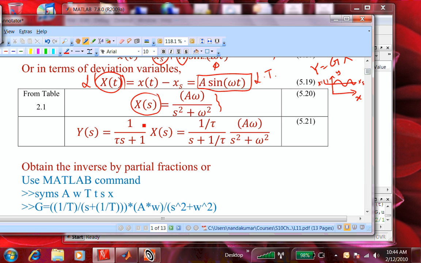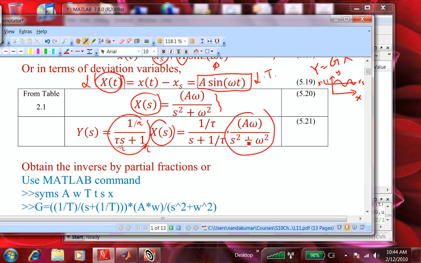So the output then is going to be the transfer function multiplied by the input, and that is basically rewritten as simply dividing by tau every time. I've written it as 1 over tau divided by S plus 1 over tau, multiplied by the forcing term A omega divided by S square plus omega square. So that is the solution, the output y in the Laplace domain. So we need to invert that to get back into the time domain. Any questions so far?